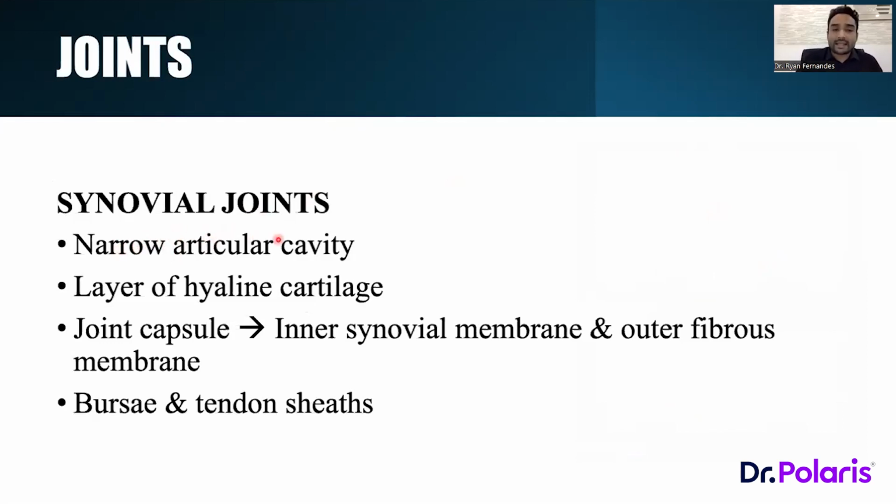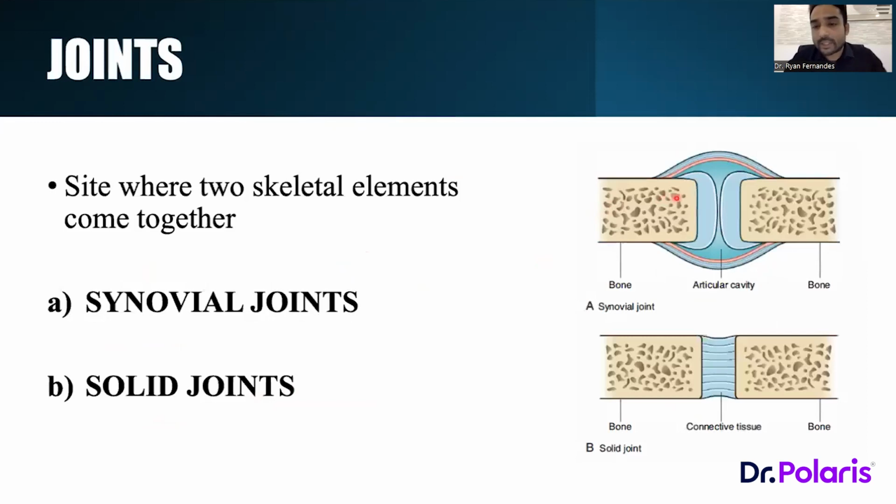So it has a narrow articular cavity. There is a layer of hyaline cartilage. It has a joint capsule, and there can be bursae as well as tendon sheath. So now look at the upper image. So this is one bone and this is one bone. So the first point that we said is there is a narrow articular cavity. So the point where the two bones meet, there is a cavity, and that is known as the articular cavity. So that is one feature of synovial joint.